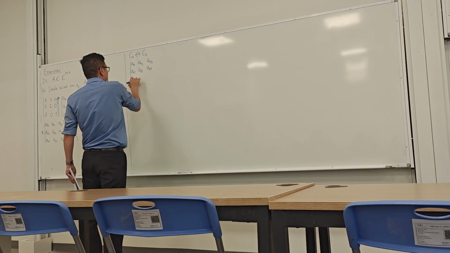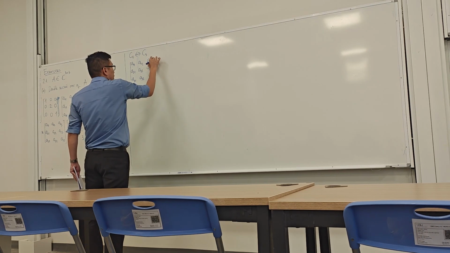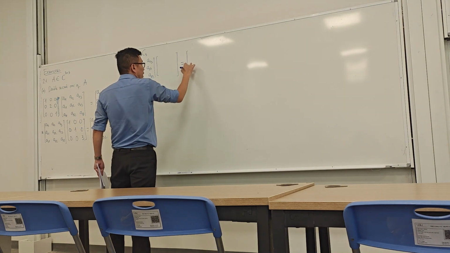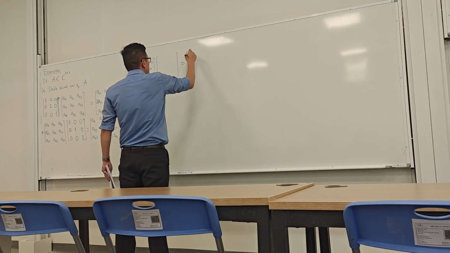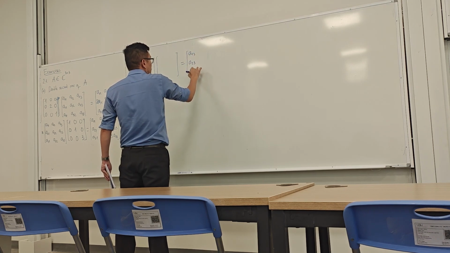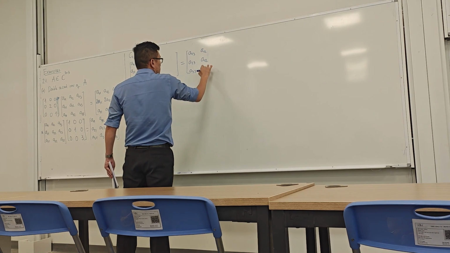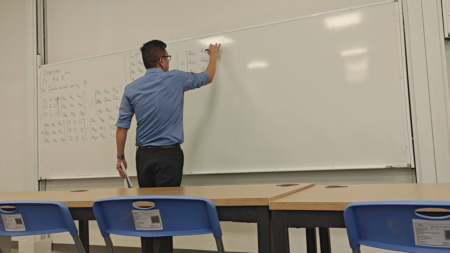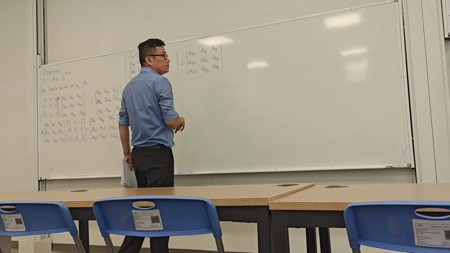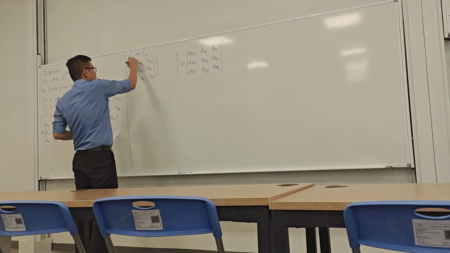A23, A31, A32, A33. And then you need to multiply with some matrix here, such that you have the following. You swap column 1 with column 3. This is A13, A23, A33. This is A12, A22, A32. This is A11, A21, A31. Can you see that? We swap this column and this one.